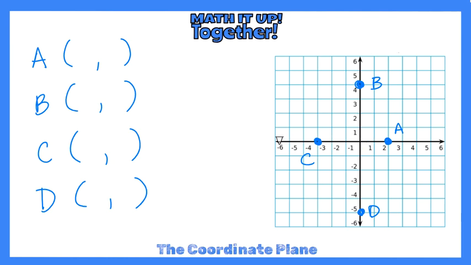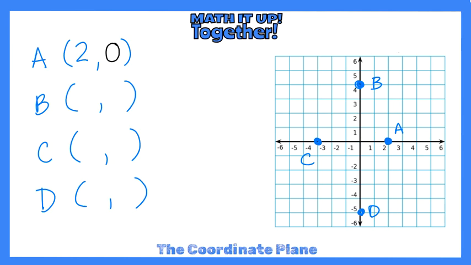So let's think about this. Point A is 2. The X is 2 here. I can see that. It's right on the 2. But if I think about where this intersects my Y axis, it is intersecting the Y axis at 0. Right? Because this is 0 for the X and it's 0 for the Y. So it's intersecting that Y axis at the number 0. So it's 2, 0.